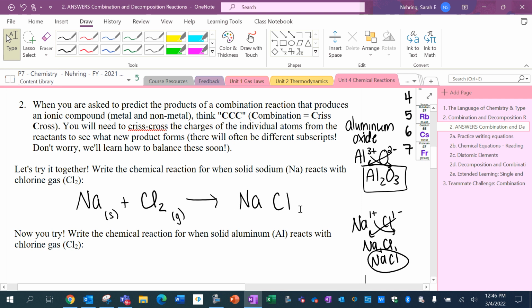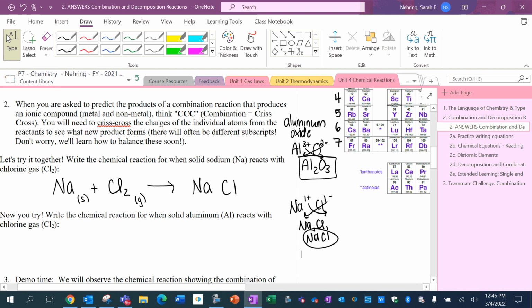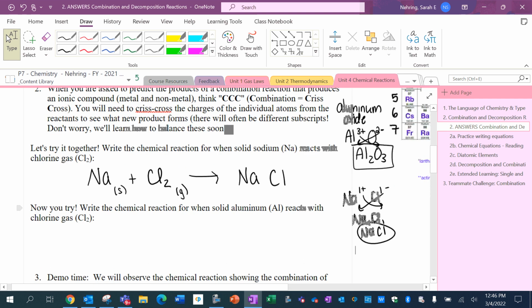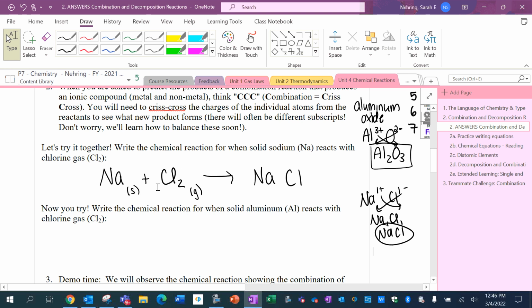So it could just be NaCl. It could be different if chlorine bonds with aluminum. Well, we'll see what happens there next. But the diatomic rule only applies when you have chlorine by itself as an element. When it's in a compound, the way you figure out the subscripts is by looking at the charges of the ions.